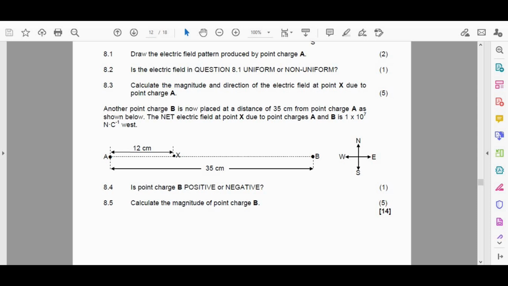So the electric field at point A was 1 times 10 to the 7, and that was going east, and we can see east on that compass direction is in the positive direction because east is forward, and we always take it to be positive. But notice that it says here the net electric field at point X due to point charges A and B is 1 times 10 to the 7 newtons per coulomb west. West is opposite to our direction east. So now based on that direction, is point B positive or is it negative?